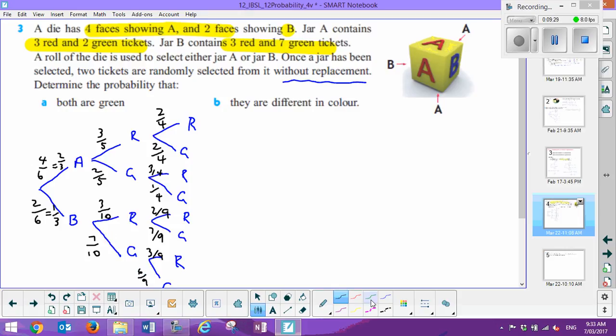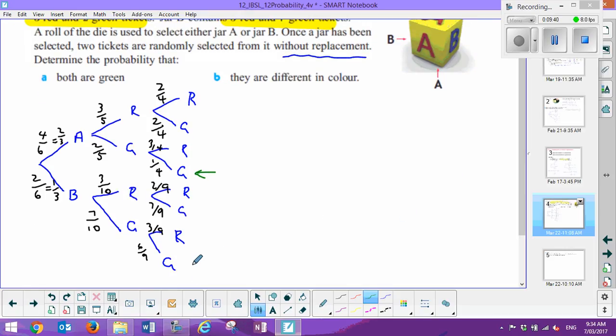Alright, so now that's drawn up. If we want both green, we've got to go green, green, which is that option. Green, green, which is down this option. So get your tree drawn up, and then it makes it easy to find those. I'll leave you to work that one out.